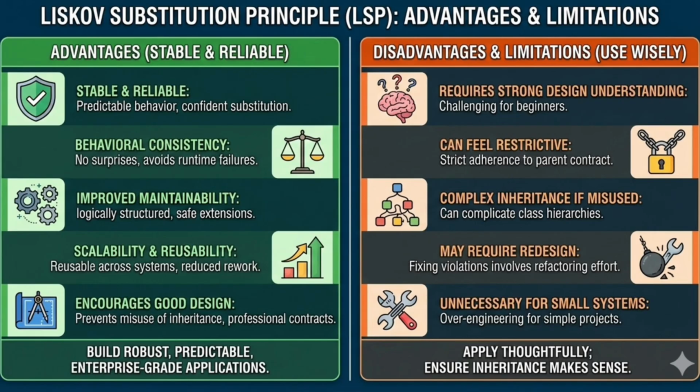Third, it can make inheritance complex if misused. If teams overuse inheritance just to apply LSP, it can complicate class hierarchies instead of simplifying them. Fourth, it may require redesign when violated. If an existing system violates LSP, fixing it may involve refactoring, introducing interfaces, or replacing inheritance with composition, which requires effort. Finally, it may be unnecessary for very small or simple systems. For small projects with minimal inheritance, applying strict LSP rules may feel like over-engineering. So while LSP is extremely valuable, it should be applied thoughtfully, ensuring inheritance truly makes sense in the design.